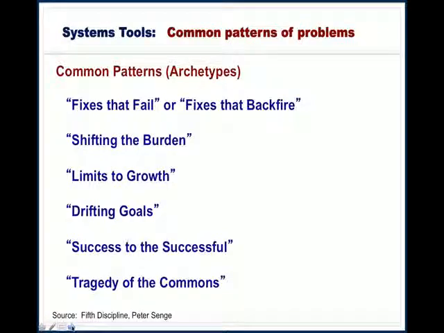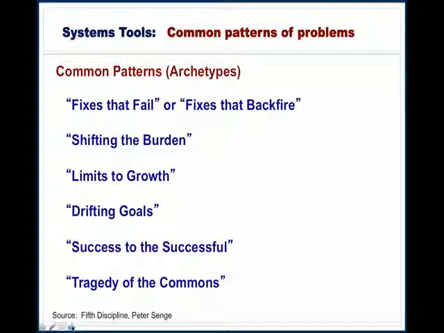Limits to growth. It says that growth is not going to go on and on and on. Even the highest and fastest growing companies, the systems problem of limits to growth says there will be some factors that stall growth at some point. Drifting goals. That's kind of the eroding goals example that I already talked about.